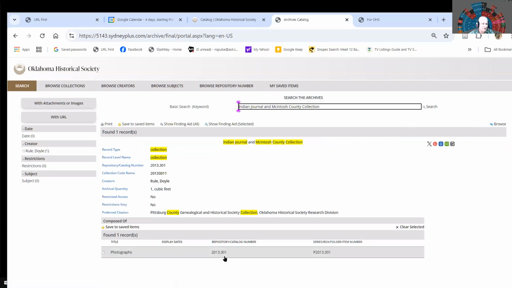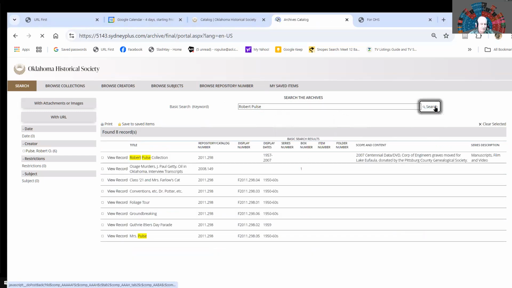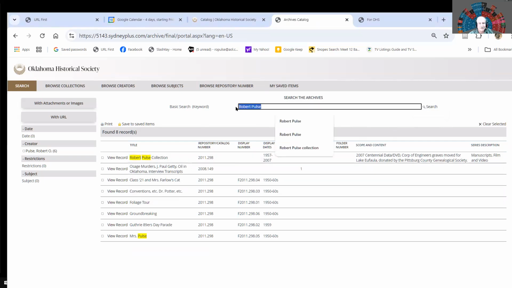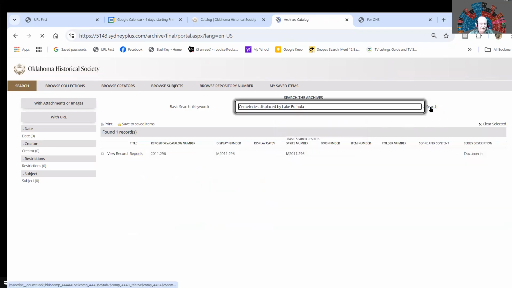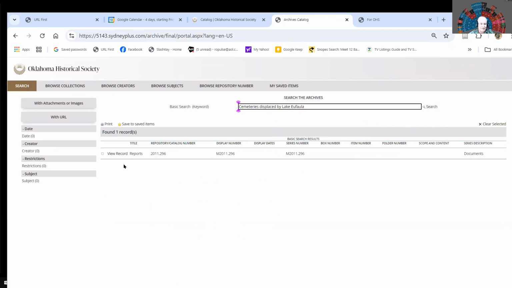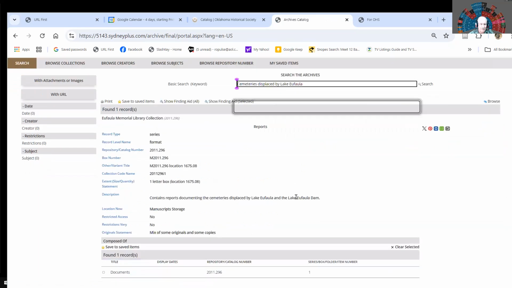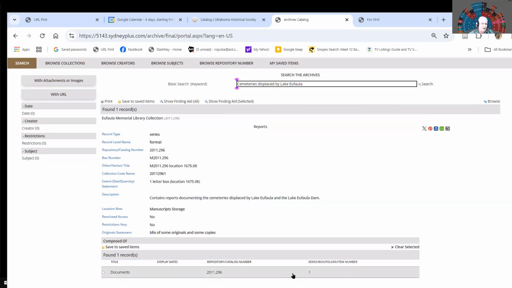There's all the photographs. That's 4,000 photographs. Robert Pulse, me, only appears on my collection. If you want to find the Eufaula grave move for Lake Eufaula, you have to call it the Cemeteries Displaced by Lake Eufaula. And there's those records. And you can see they show one box. That's about 18 inches of paper.